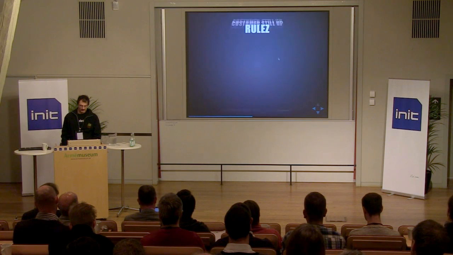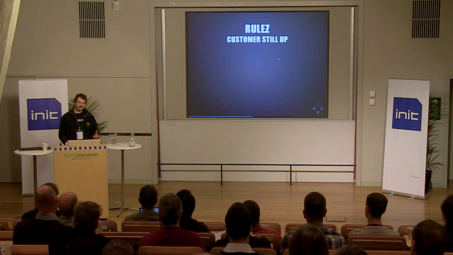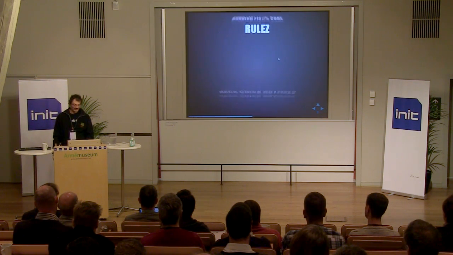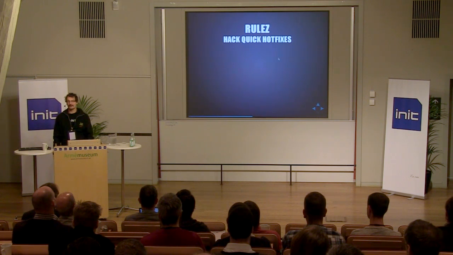So, our rules in the Varnish Security Firewall. Our rules are a very small rule set. They're custom, and you can build custom rules for apps. We build rules for one or two apps. And then we put this in production, and the customer is still up, running terrible code. And this type of setup lets us hack quick hot fixes into the stack.